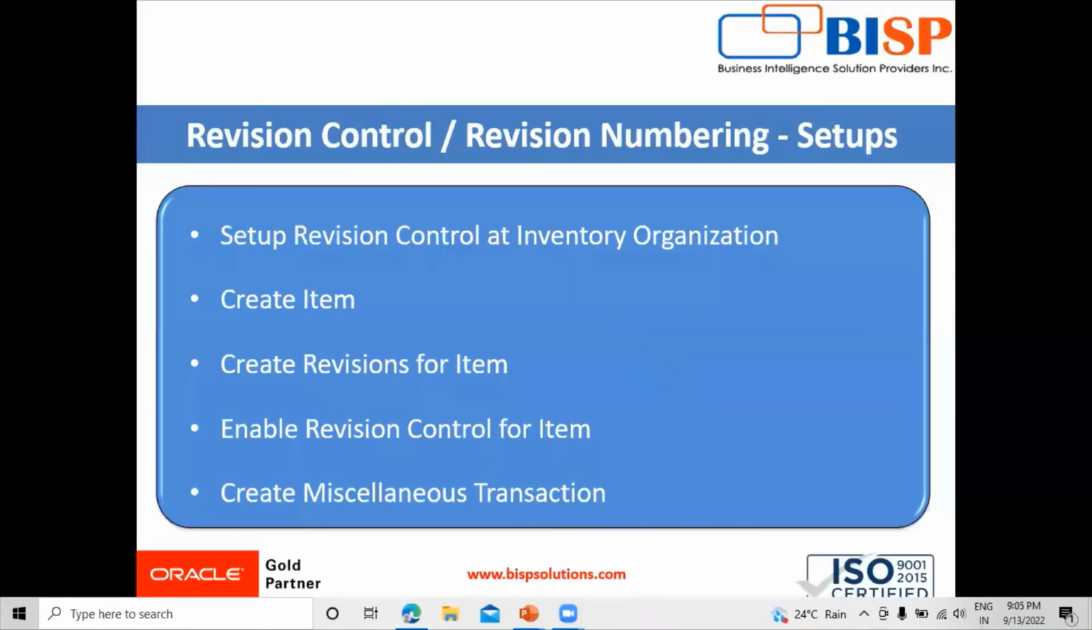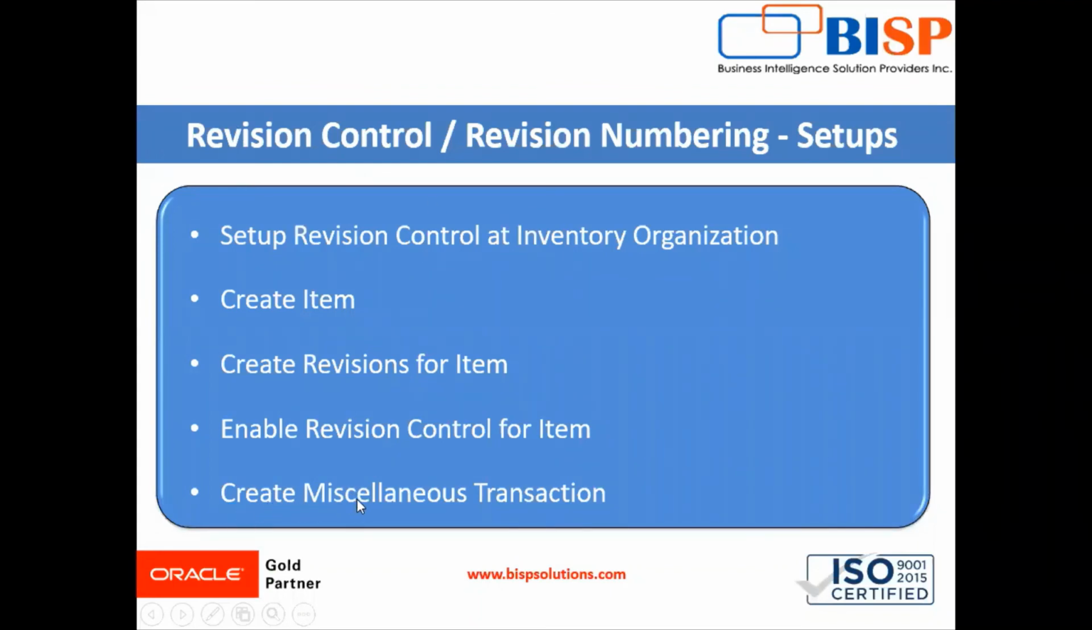So let's see. Yes. The last step is the miscellaneous transaction. When we set up the revision control and create the item and all the setups, now you can create the miscellaneous transaction. This last point we have already covered in our previous session, how to create a miscellaneous transaction like miscellaneous receipt and miscellaneous issue. So this is how you can control revision control in our application, and you can perform the business transaction based on the revision, nothing but the item's version.